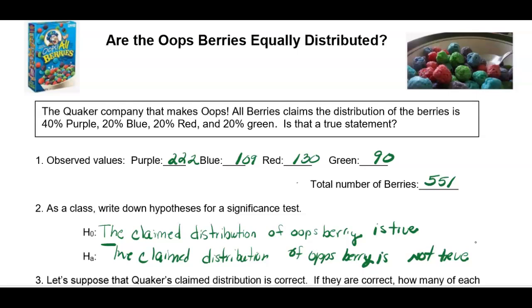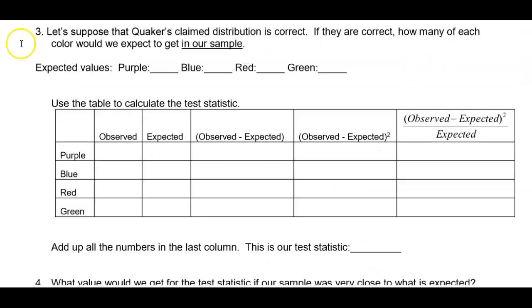Now, what should happen if the claim is correct? What should we have gotten? So we need to actually calculate those values. So we had 551 berries. So we need to figure out how many we should have gotten. So I'm going to ask you to go ahead and pause the video and think about that for a second. See if you can come up with what we should have expected or what should have happened if the claim was actually true. So let's check your answers against mine.